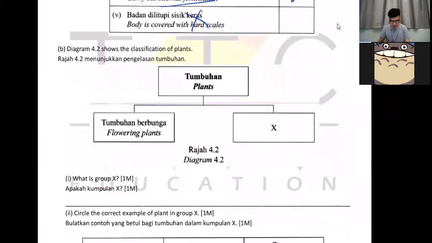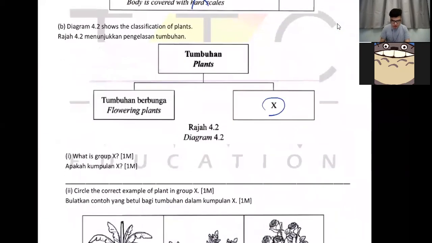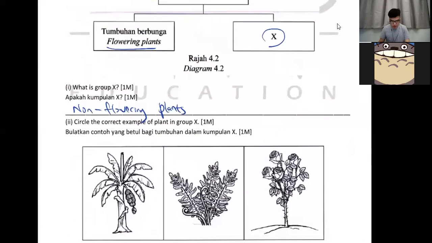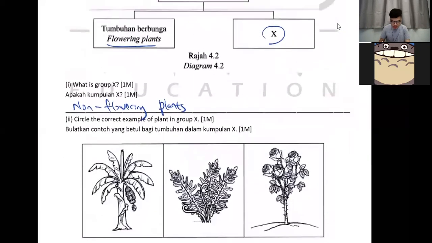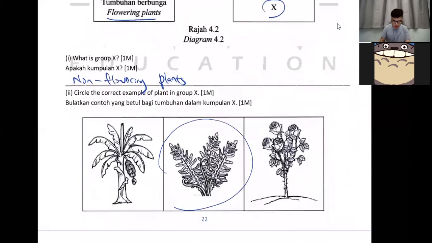So next B, what is X? You have your flowering here. Obviously, X is non-flowering plants. Okay, tumbuhan tak berbunga. So correct example of X. Who is non-flowering? That would be this guy. What is this? This is a fern. Paku-pakis, right?